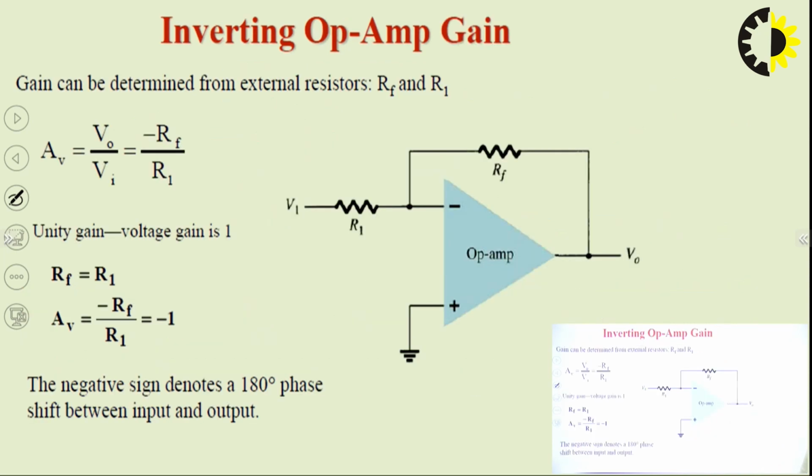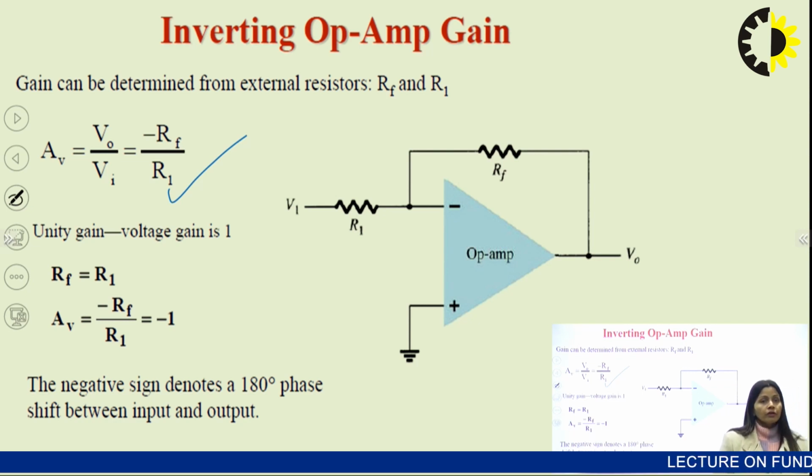Now next, coming to the inverting op-amp gain. So this is the same as what we have derived, minus RF upon R1. And let's say I want the gain to be 1, that means I want output to be equal to input, then I will simply put RF equal to R1, and then I will get a gain of 1 for the inverting op-amp.